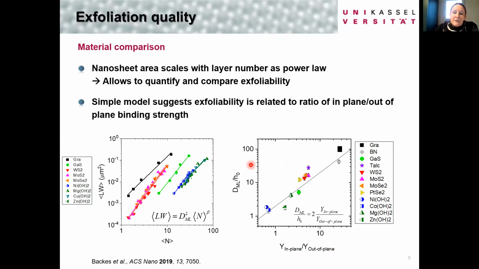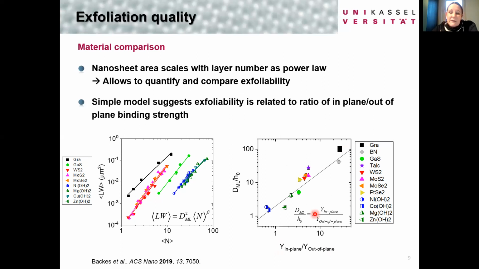At the end of the day, the model told us that the characteristic monolayer length divided by the crystallographic thickness of one layer should scale with the ratio of in-plane to out-of-plane binding strength, and it should scale in a linear way. For equipartition of energy, the slope should be 2. Here we plot our experimental data from these fits versus the computed in-plane to out-of-plane modulus ratio as a proxy for the binding strength. And you can see that we indeed observe such a linear scaling with a slope of 2.